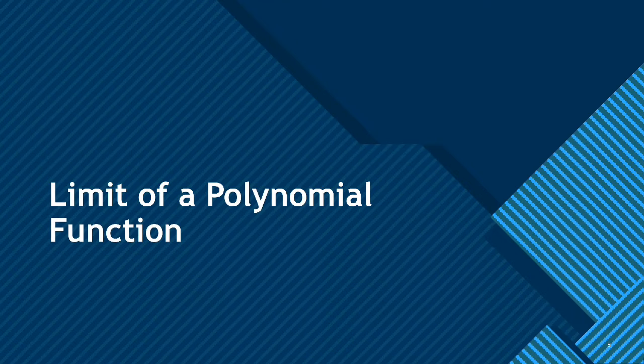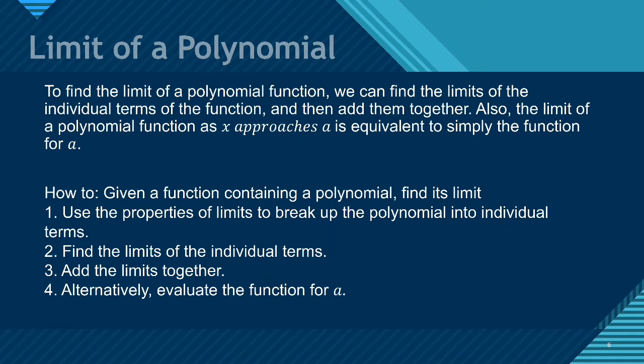In order to find the limit of a polynomial function, we can find the limits of the individual terms of the function, and then add them together. Also, the limit of a polynomial function as x approaches a is equivalent to simply the function evaluated at a.